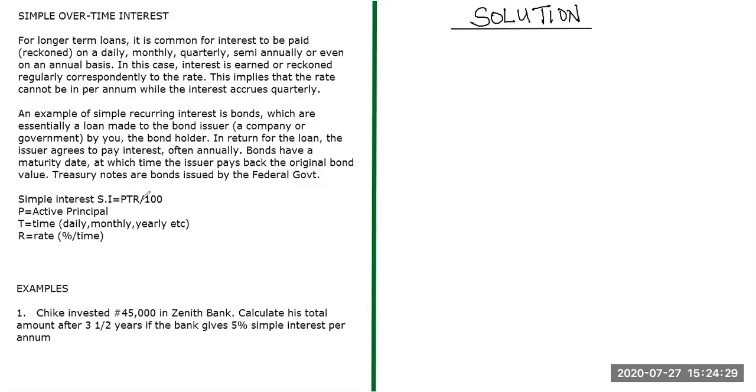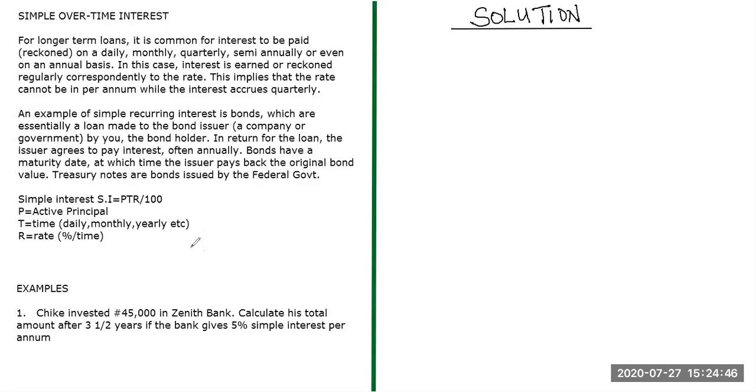Unlike the other one, they do not attach the duration, so the duration just counts at once, whether it is 50 days, 1 year, or 1 million years, it just counts as once. So that is the difference between the simple over-time interest and the simple one-time interest.